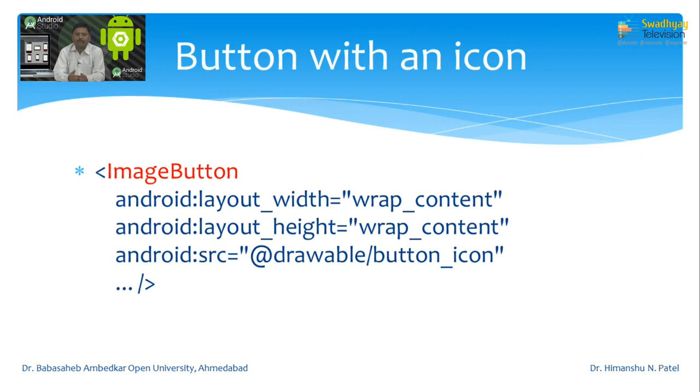The third attribute specifies that again @drawable is the resource of type image and button_icon is the name of your icon file. So, this file should be in the drawable folder that we have already discussed in project structure. You have to place your icon file inside the drawable folder and from that you can fetch your icon in the button caption. So, this is how you can display a button icon.